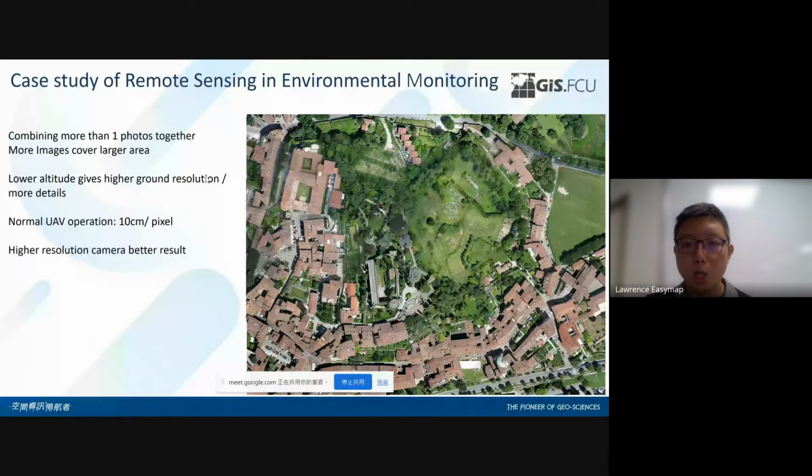If you fly low enough, let's say 50 meters above the ground, the resolution can be very good. But of course, the lower you fly, the more time you need to cover the same area compared with flying at a high altitude.